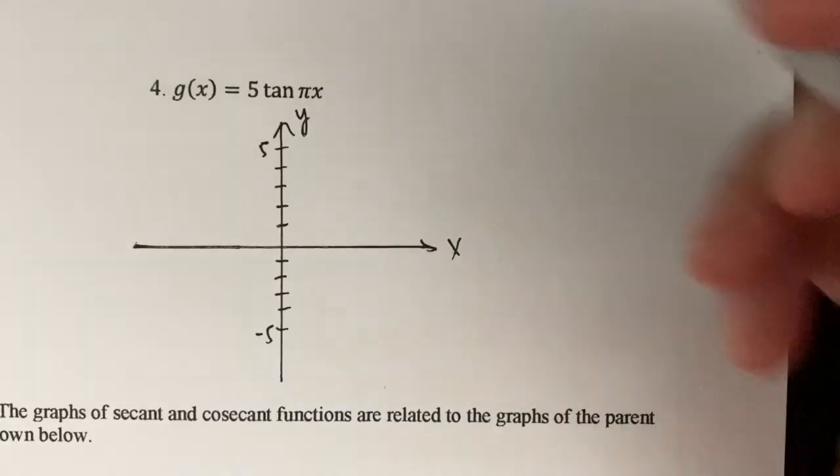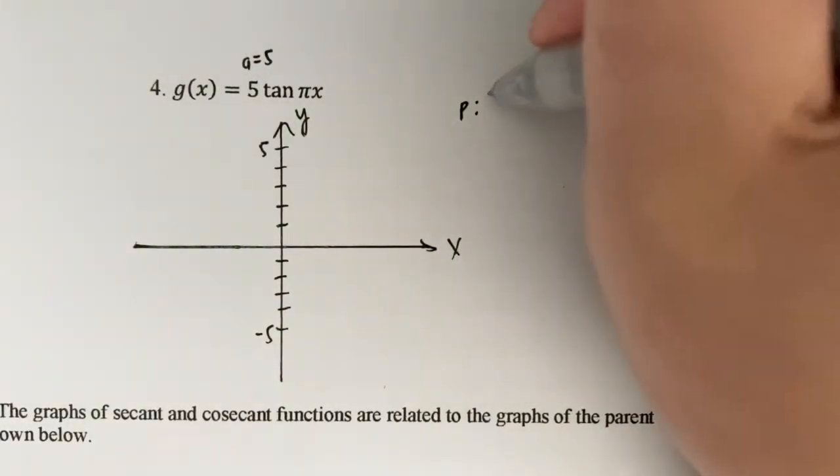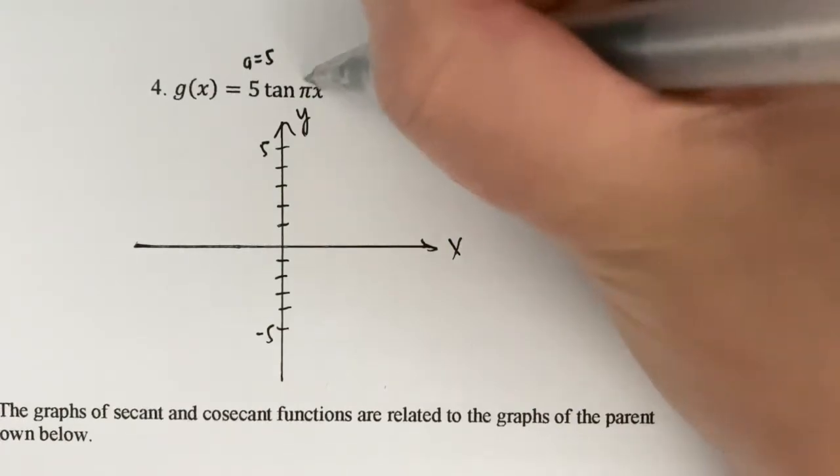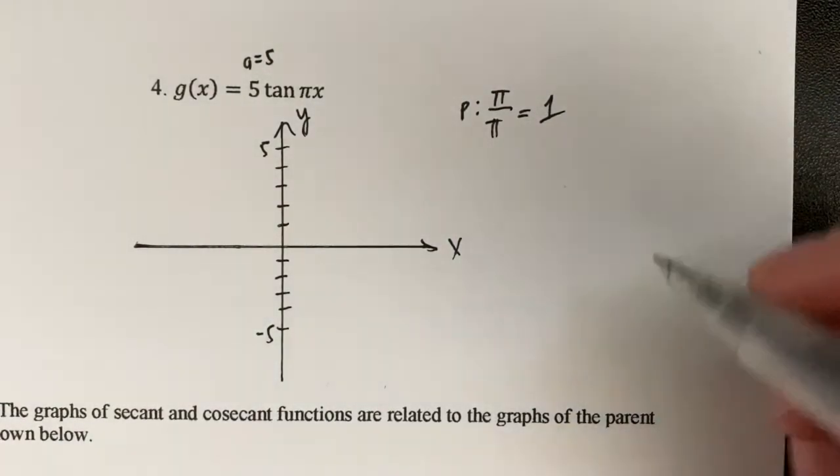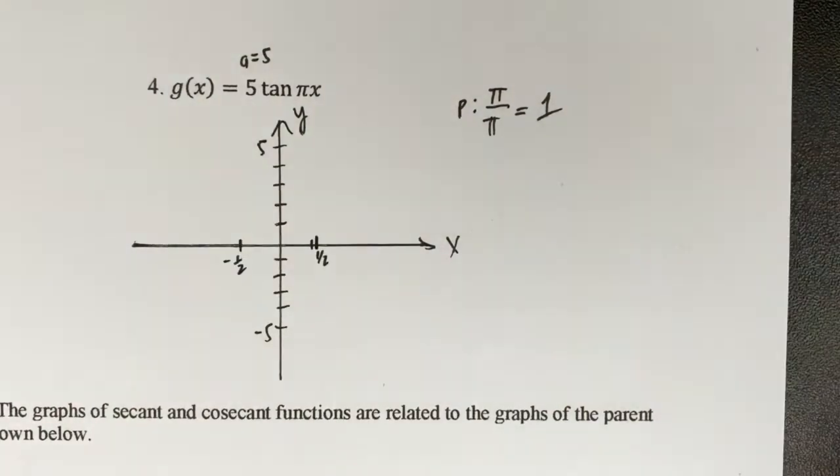Our a value is going to be 5. We want to find the period. To find the period, take pi and divide it by your b term, which is pi. And this gives you a period of 1. And then we want to take half of our period. So half of our period is going to be 1/2. And we want to draw vertical asymptotes at those x values, at half and negative half.